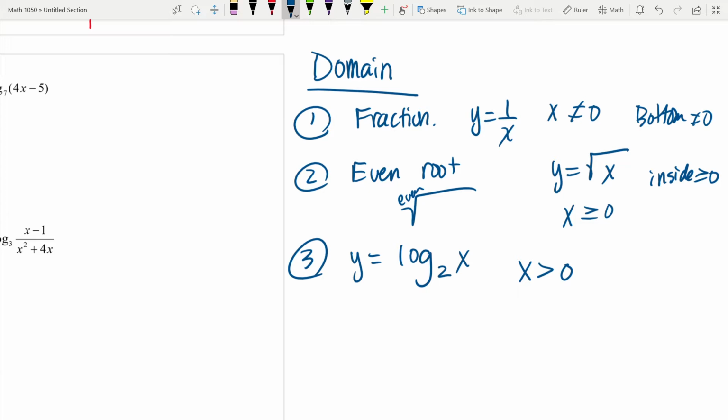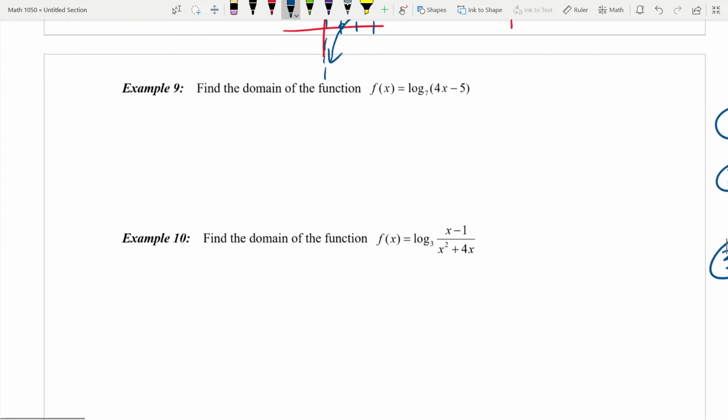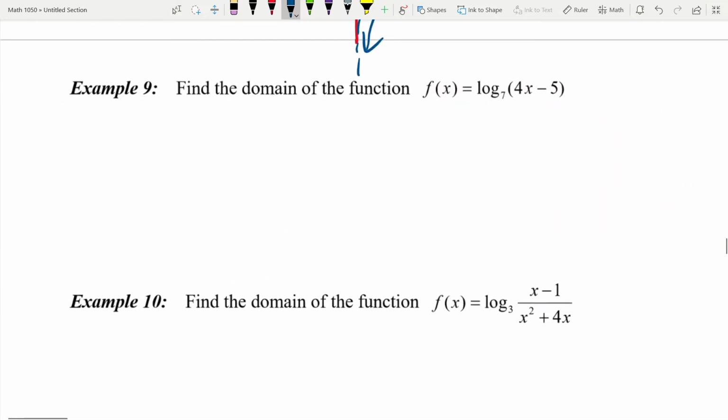Okay, so you can't take the log of 0 and you can't take the log of a negative. It has to be positive. Okay, so come back over here. Find the domain. I don't have a fraction, I don't have an even root, I do have a log. So what I'm taking the log of must be greater than 0. So 4x minus 5 must be greater than 0. Can't be negative, can't be 0.